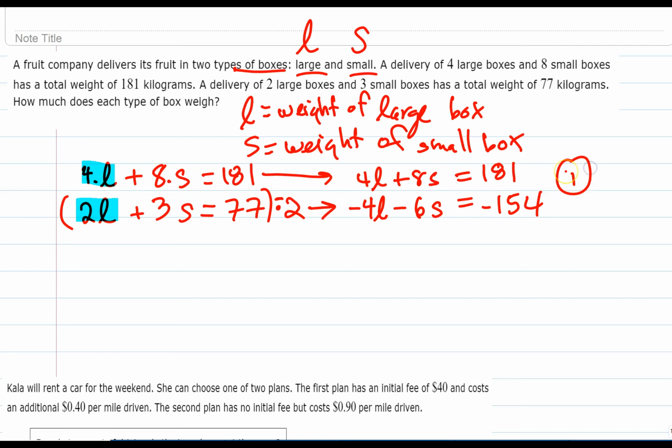That was step 1. Step 2. My note said combine, cancel, solve. Right? When we combine the S's, what am I left with? Cancel. The 4L and the minus 4L. They're the same number and opposite. Those zero out. On the right side, what is 181 minus 154?